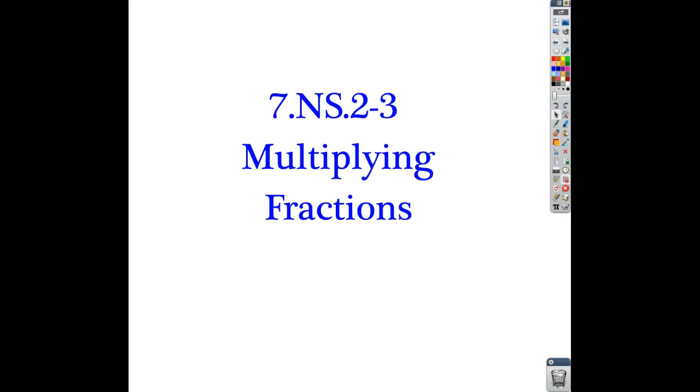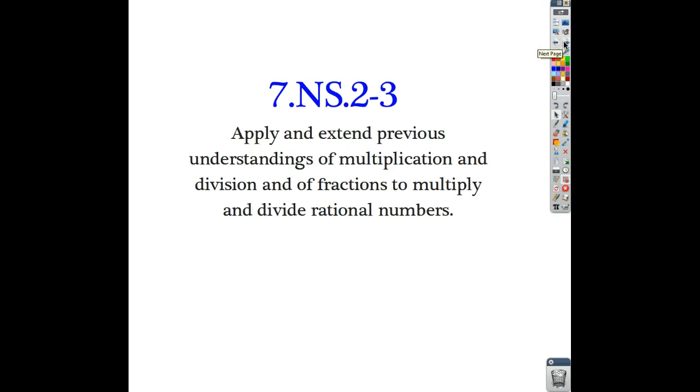All right, let's move on to multiplying with fractions. We talked about integers multiplying. We multiplied with decimals, positive and negative. Now we're going to do multiplying with fractions. You've seen this standard before. If you want to write it down, more than happy to.